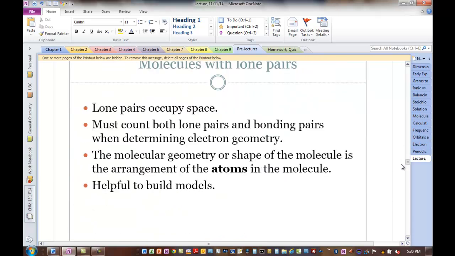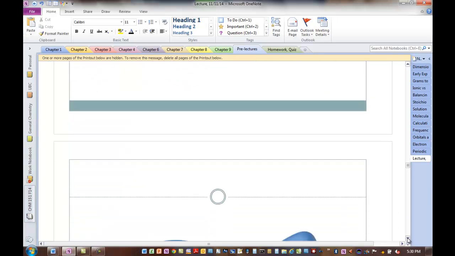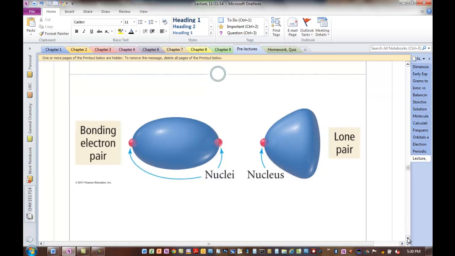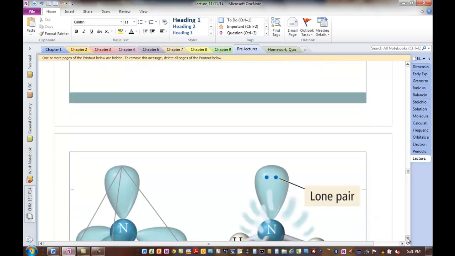Okay, molecules with lone pairs. We've talked about that. Lone pairs do occupy space, so we have to count them. We must count both lone pairs and bonding pairs. The shape of the molecule is the arrangement of the atoms. So even though the lone pairs are occupying space and influencing the molecular shape or geometry, we want to know just where the atoms are. And as I've mentioned, build models. Build models. That's just trying to show you lone pairs occupy more space. Not that big a deal because it's only attracted between 1 nuclei.